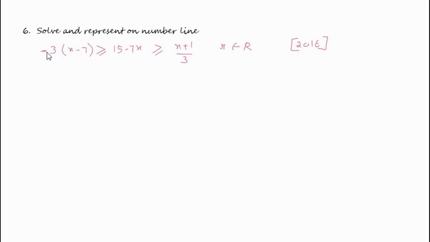Next problem. Solve and represent on number line: minus 3 into x minus 7 greater than or equal to 15 minus 7x greater than or equal to x plus 1 divided by 3. X belongs to real number. This problem is from the 2016 question paper. We know how to solve this problem.